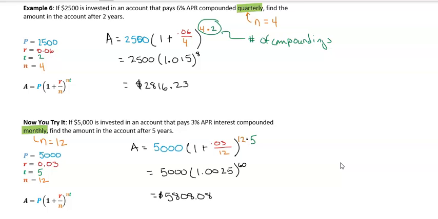Okay, so hopefully you found all the amounts that need to go in here, and the one that might not jump out at you is monthly. It's compounded monthly. That means n, the number of times it's compounded per year, is 12. So then you're just going to plug all your numbers in, simplify from the inside out. So 1 plus 0.03 over 12 is 1.0025, and 12 times 5 is 60. And you should get $5,808.08. All right. That was the end of this section, and we'll see you next time.